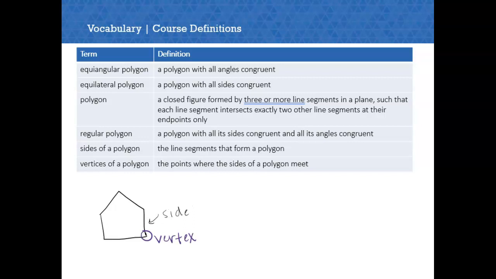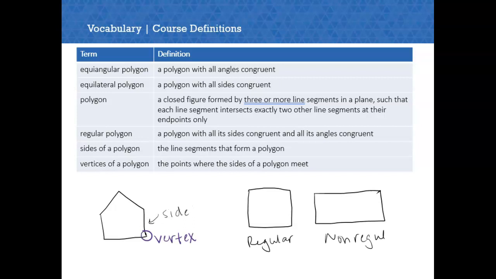A regular polygon is a polygon with all its sides congruent and all its angles congruent. So I'll try to draw one. A square has equal sides and equal angles. A rectangle does not have equal sides, although it does have equal angles. So this one is regular. This is non-regular. So we've talked about polygon, regular, sides, vertices, okay?